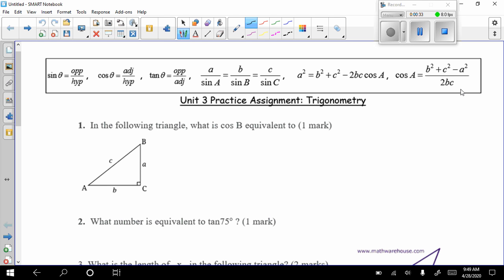So it says in the following triangle, what is cos B equivalent to? So we're focusing in on this angle right here, the B angle. And we know that for cos, it's the ka portion of SOHCAHTOA. And so watch, we could say that cos of B is equal to adjacent over hypotenuse. So adjacent is little a, and hypotenuse is little c. So there we go.